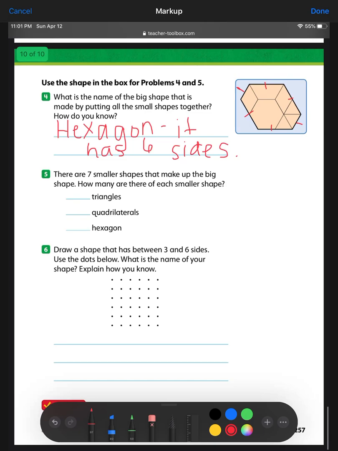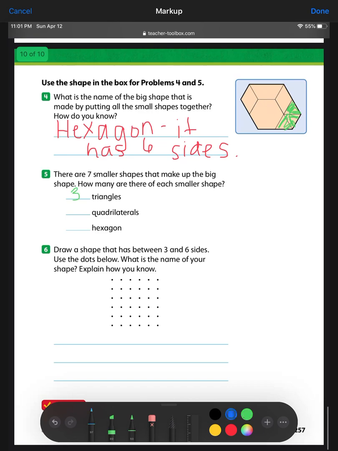Number 5. There are 7 smaller shapes that make up the big shape. How many are there of each smaller shape? So I'm going to erase what we made those lines so we can color each shape so we can remember, like we did on that first page on Monday. So triangles. Let's color the triangles green. Okay, so let's see. We're going to use our marker. Here's one triangle, 2, 3. So there's 3 triangles.